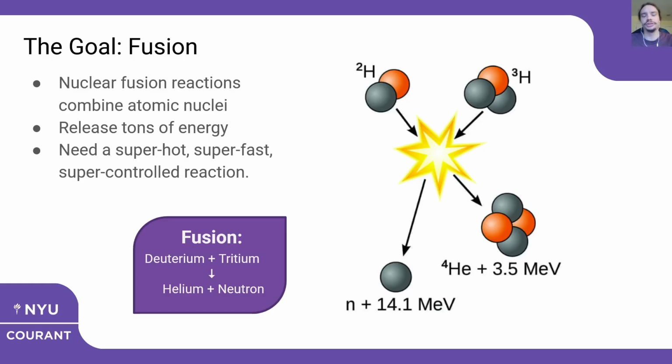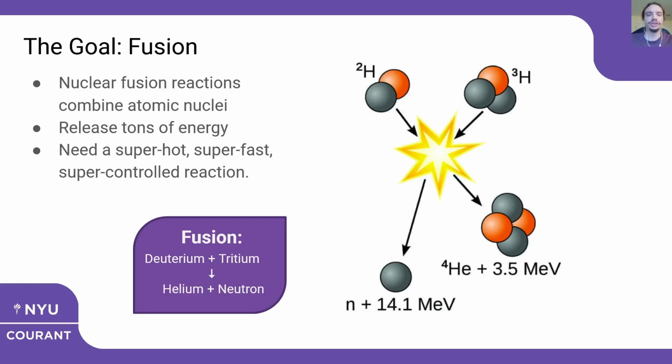Fusion is solar power. It's the kind of power that the sun is producing. What the sun does is it combines little atoms together through all the high pressure and high energy to make bigger ones, and these reactions produce tons of extra energy. So in order to do fusion here on Earth, we need a super hot, super fast, and very well-controlled reaction. That's not easy to do.